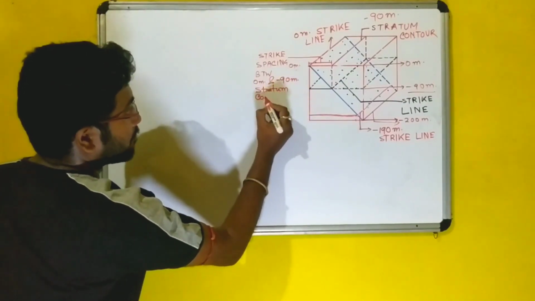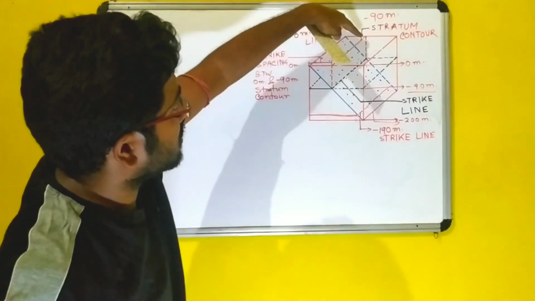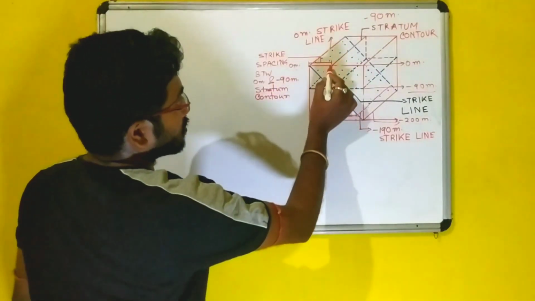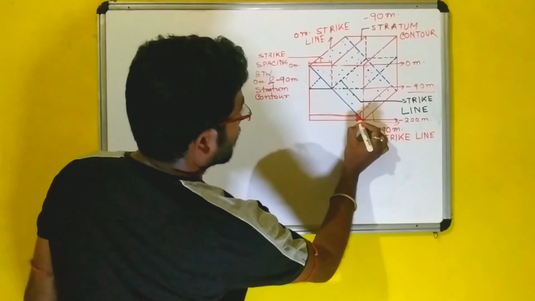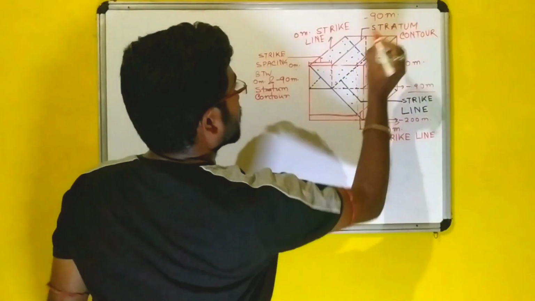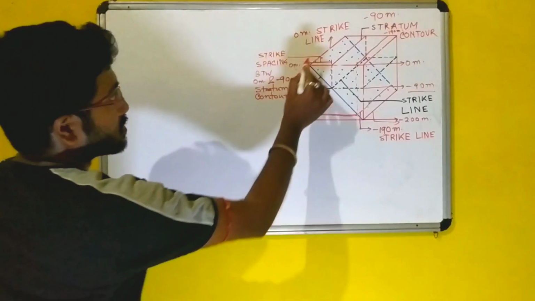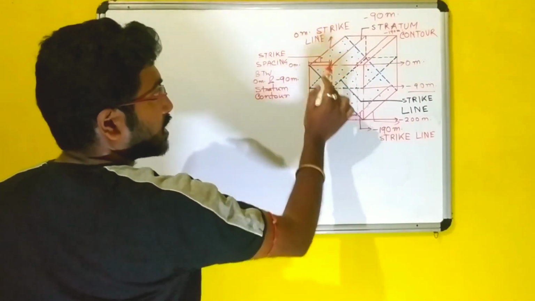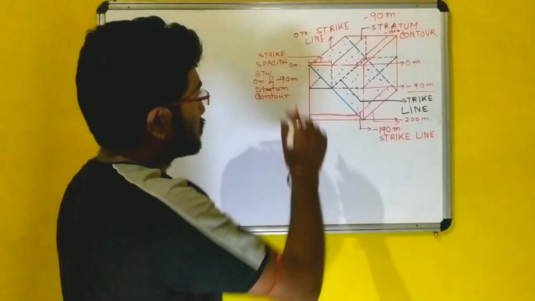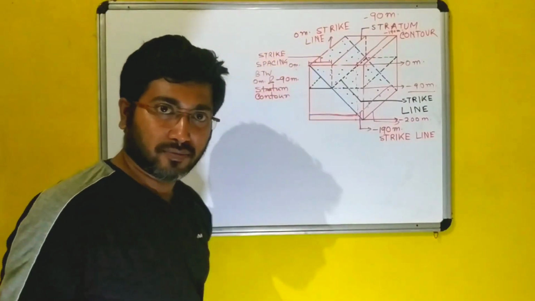Stratum contour. These are the projection of strike line on the plane or surface is called stratum contour. So if we project this minus 190 meter in this way, it will form one line of this. So this will be minus 190 meter stratum contour. This is 0 meter stratum contour. This is minus 90 meter stratum contour. This is minus 190 meter stratum contour. So this strike spacing is very important thing.